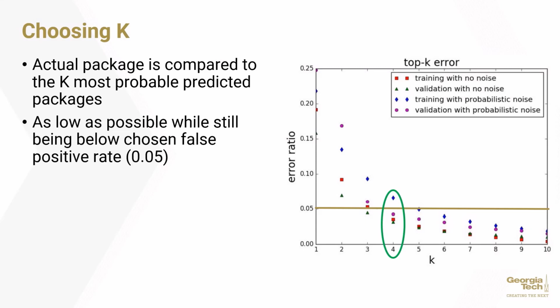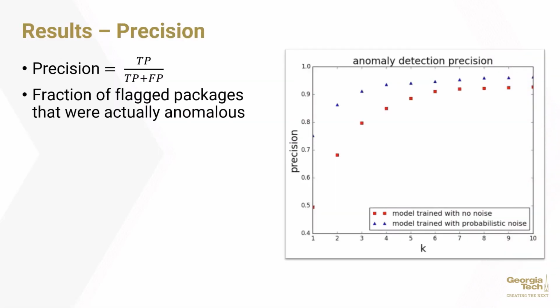And so a value of k equals 4 is considered to be optimal by this parameter selection framework. Now, looking at the results of the framework on the test set, they still considered different values of k and how that affected the performance of the model. So this is a plot of precision versus k. And again, precision is the fraction of true positives over the sum of true positives and false positives. And you can think of it as being the fraction of flagged packages that actually were anomalous.